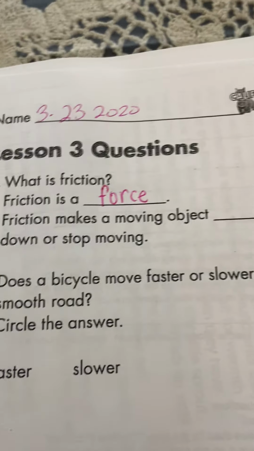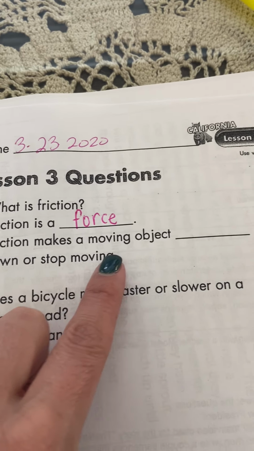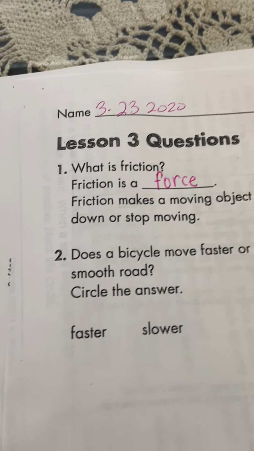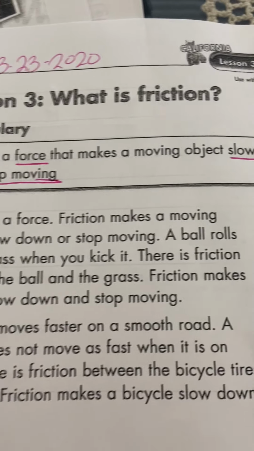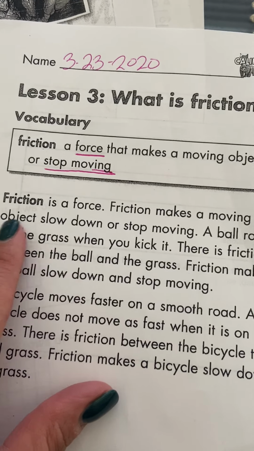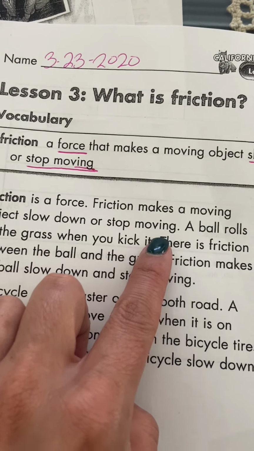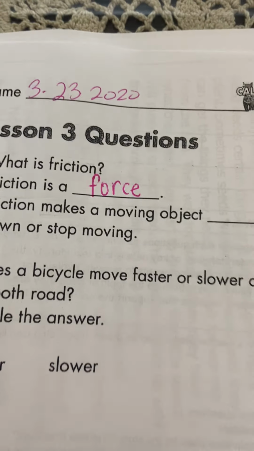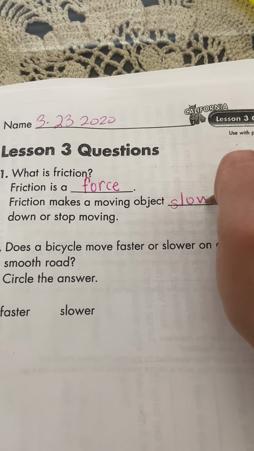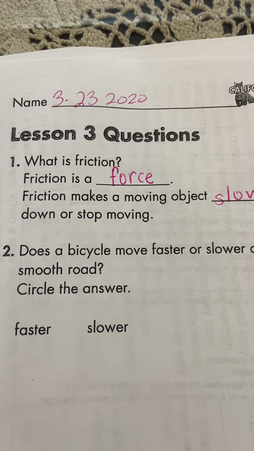All right. Friction makes a moving object blank down or stop moving. I'm going to go back over here because it said it right there. Friction makes a moving object slow down or stop moving. So it makes a moving object slow down or stop moving.